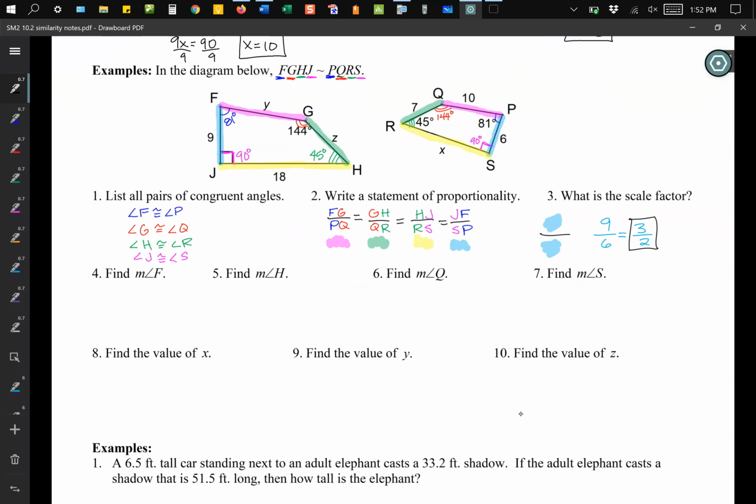Okay, now I've already marked the angles, so I can go ahead and just answer these questions based on the angle measures I've already written in there. So angle F was the same size as angle P, 81 degrees. Angle H was the same size as angle R, 45 degrees. Angle Q was the same size as angle G, 144 degrees. And angle S was the same size as angle J, 90 degrees.